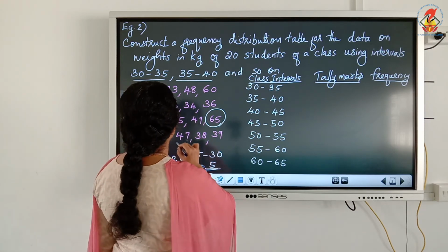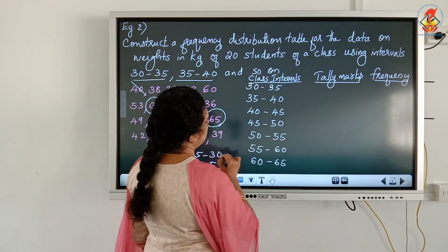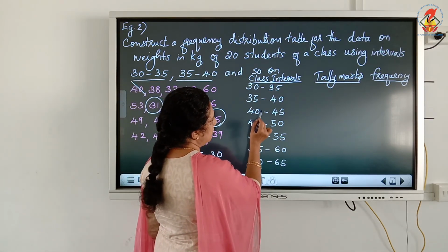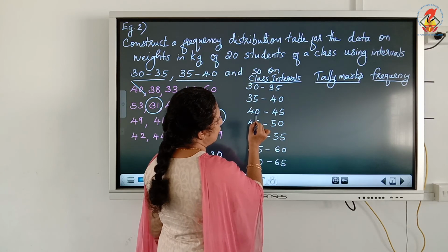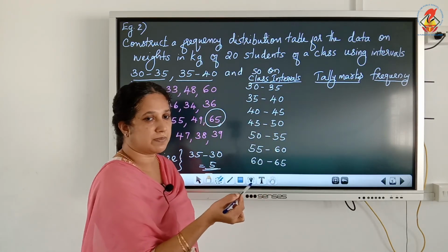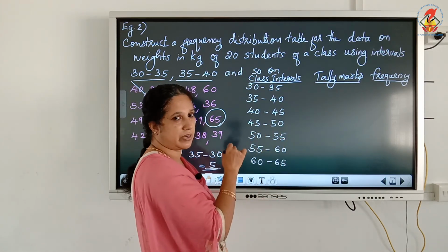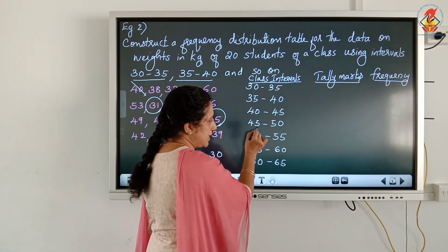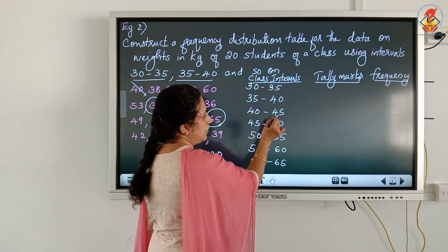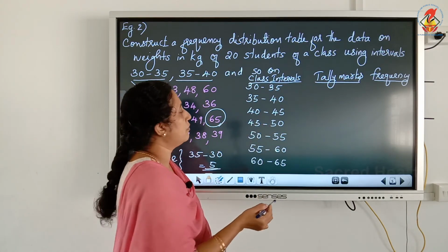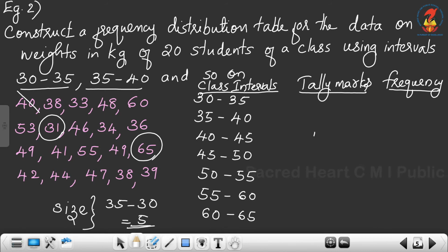The first one is 40. Where will you mark this 40? 40 will come in the class interval 40 to 45. What is meant by 40 to 45? You have to consider all the observations below 45. 45 is not included in that group; 45 will come to the next group. Therefore, when you consider all the observations below 45, 40 is included in the class interval 40 to 45. So for 40 to 45, you put a vertical stroke.